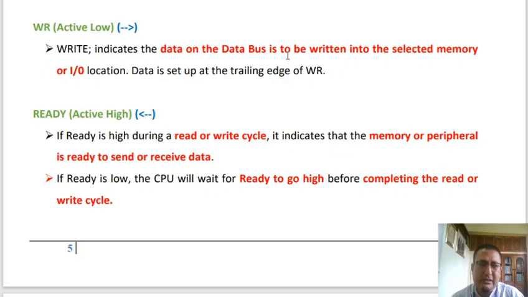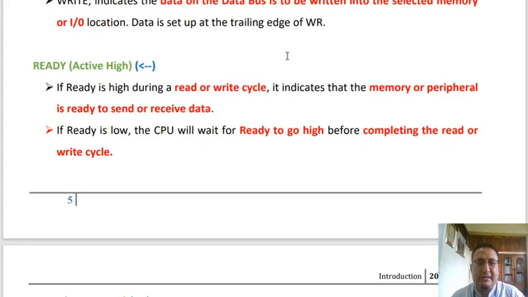Now if ready is low, then the CPU will wait for ready to go high before completing the read and write cycle. So that's the utility of ready. Ready indicates that the memory or peripheral device is ready to send or receive data. So it's an active high signal.